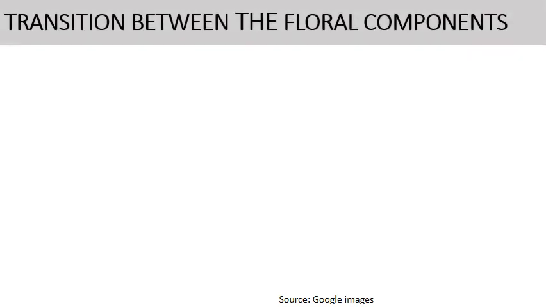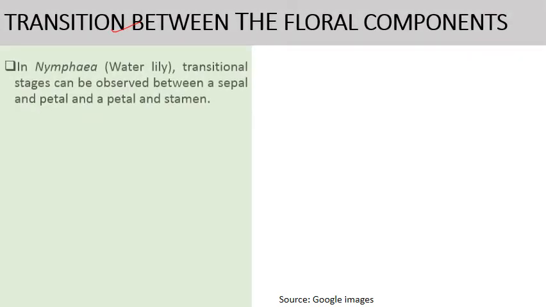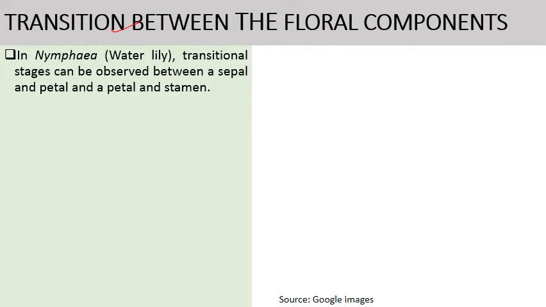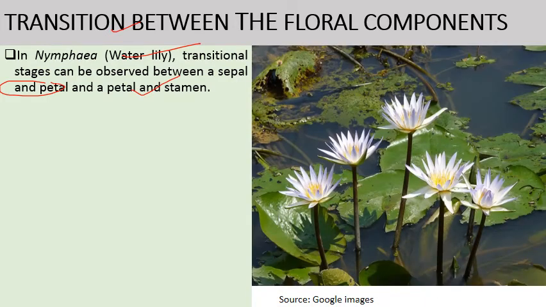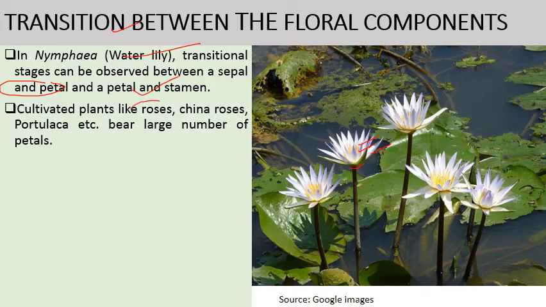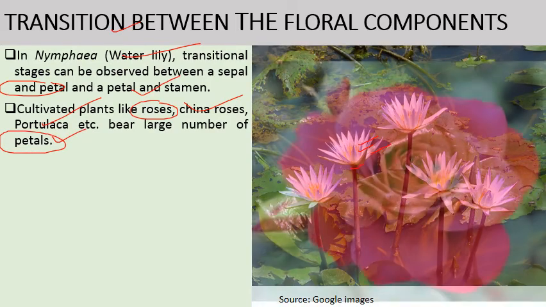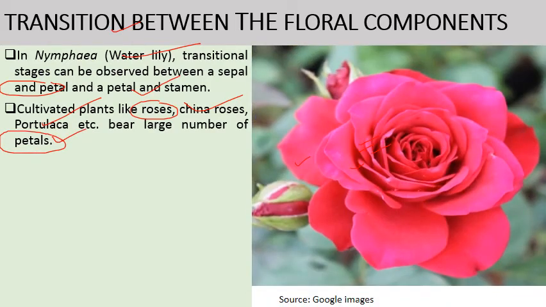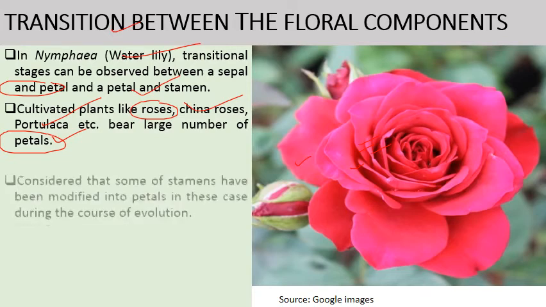Next comes transition between the floral components. So in Nymphaea, that is water lily, transitional stages can be observed between sepals and petals and petals and stamens. It shows transitional structures between sepal and petal, then between petal and stamens. Cultivated plants like roses, China roses, portulaca, etc. bear large number of petals. Inme jo petals hain, unka number zyada hota hai. This is rose flower, isme number of petals bahut zyada hain.